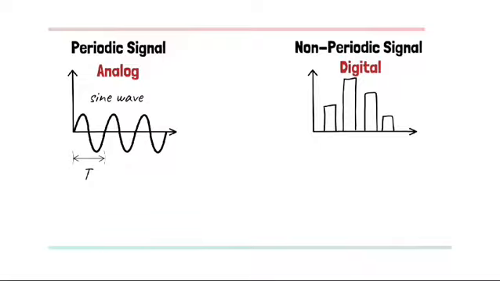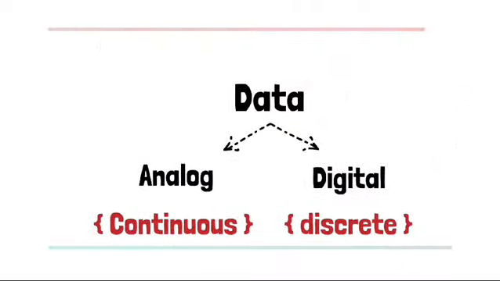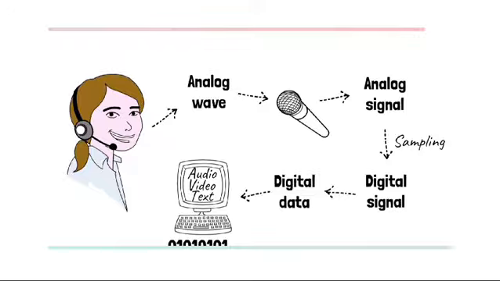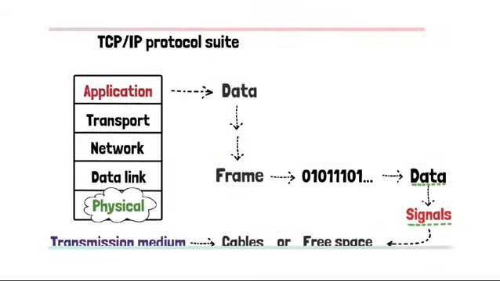So in this video, we learned that the data can be analog or digital. Analog data is processed and stored in memory as digital data. The data link layer receives digital data like audio, video, text in the form of zeros and ones, and the physical layer converts it into signals for transmission across the transmission medium.